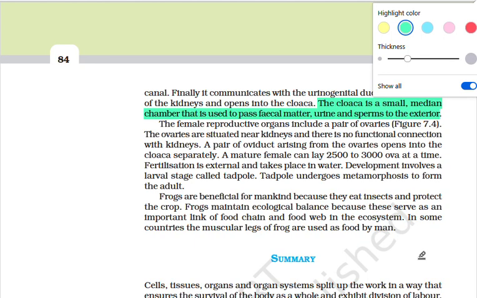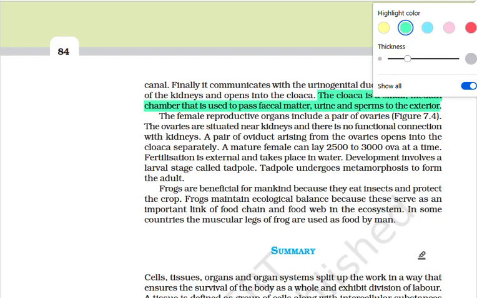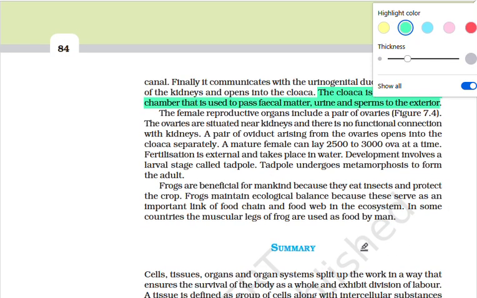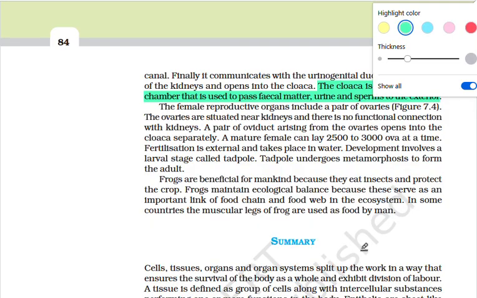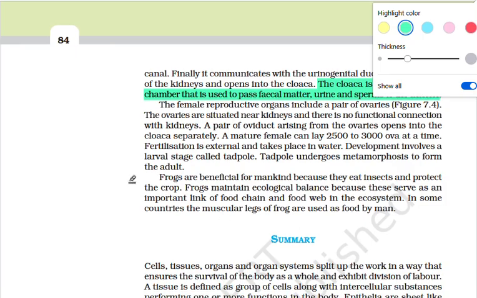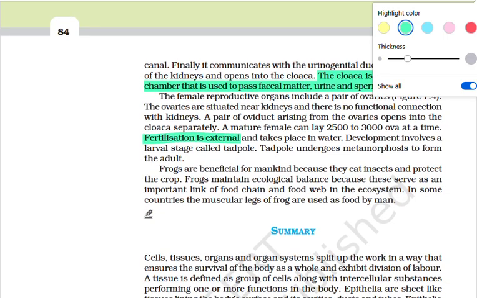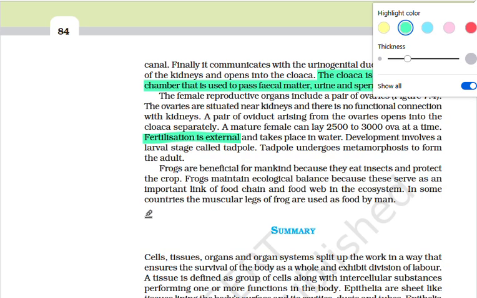The female reproductive organ includes a pair of ovaries. The ovaries are situated near kidneys and there is no functional connection with kidneys. A pair of oviducts arising from the ovaries opens into the cloaca separately. A mature female can lay 2500 to 3000 ova at a time. Fertilization is external and takes place in water.